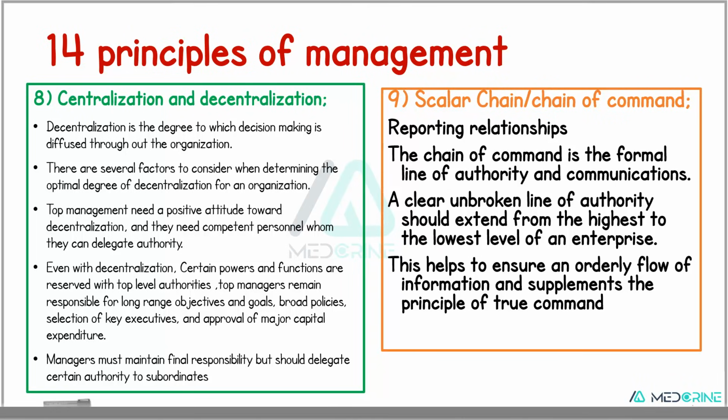Then principle number 9 is known as the chain of command or the scalar chain. This embraces reporting relationships where the chain of command is the formal line of authority and communication. A clear and unbroken line of authority should extend from the highest to the lowest level of an enterprise. This chain of command helps us to ensure an orderly flow of information and supplements the principle of unity of command.